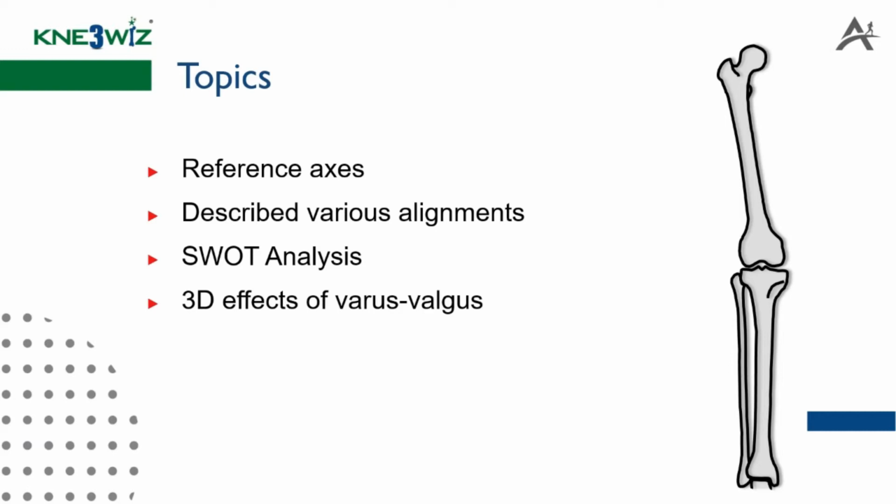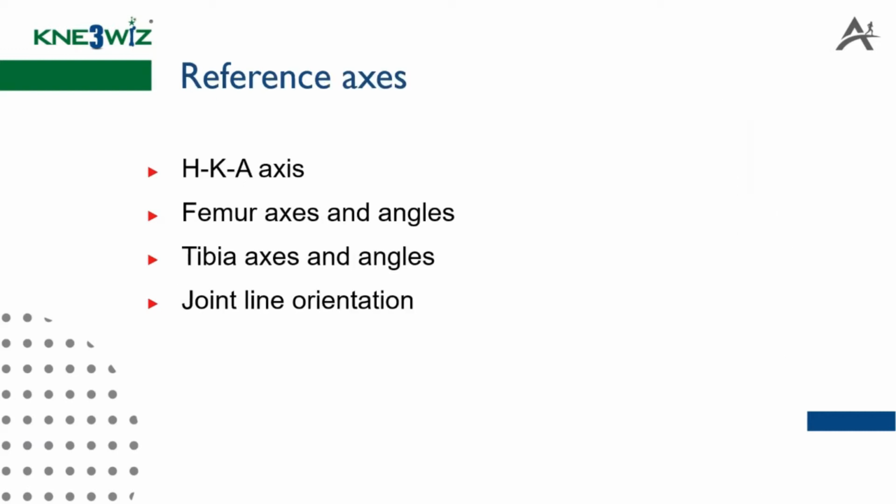The topics covered in this presentation would be the reference axis on which different alignments have been described, the various described alignments and their strengths and weaknesses, and lastly, the 3D effects of coronal plane alignment variables, the varus and valgus. Amongst the various reference lines that we will be looking at are the combined hip-knee ankle axis, individual axis of femur and tibia and their angles, and joint line orientation. Let us begin with the hip-knee ankle axis.